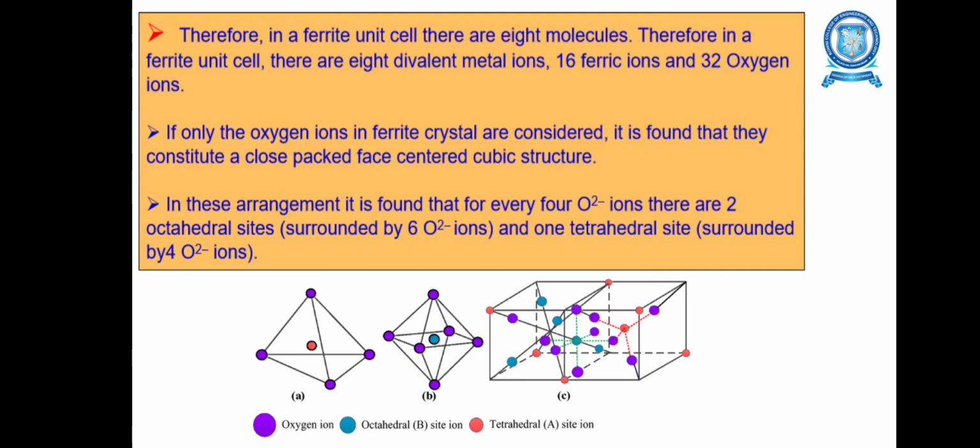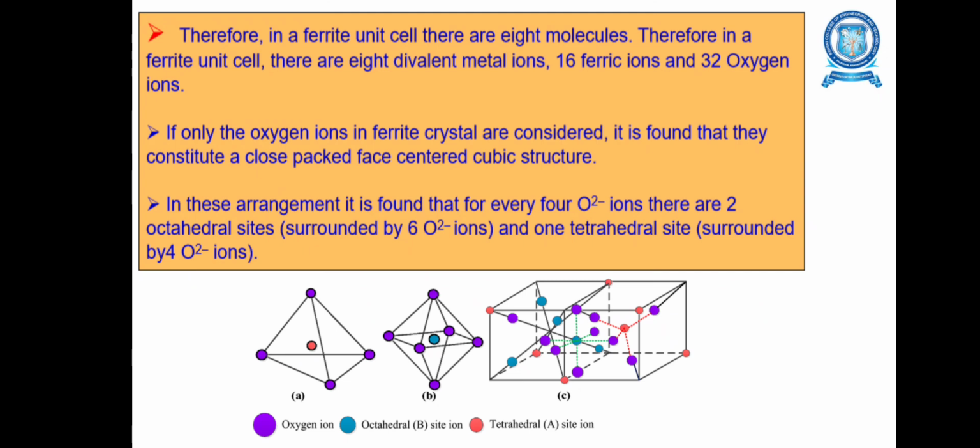If only the oxygen ions are considered, then you can say that it is a close-packed face centered cubic structure. There are two sites named the tetrahedral site, which is the A site, and the octahedral site, which is the B site. So the A site plus the B site and an oxygen ion form a ferrite molecule.